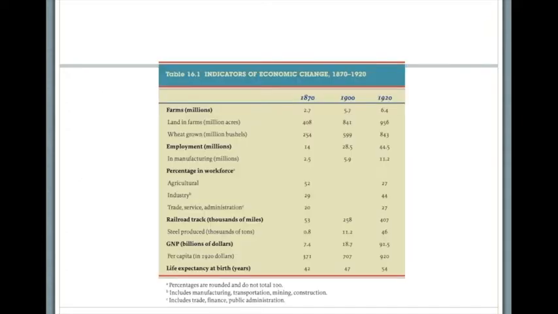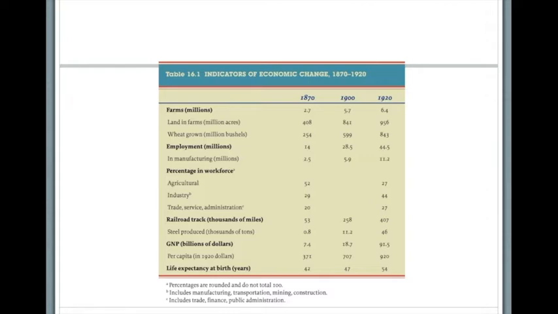By 1880, the majority of workers were in non-farming jobs. Two-thirds of Americans were wage earners instead of owning a farm. And by 1913, the U.S. produced one-third of the world's industrial output.